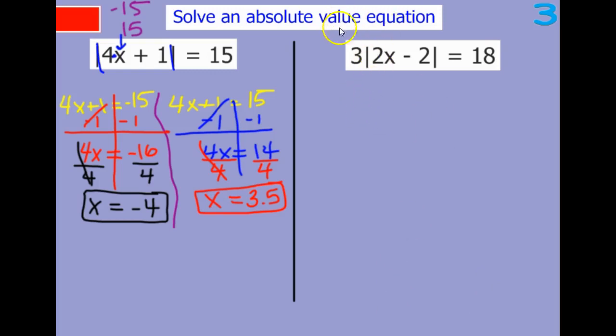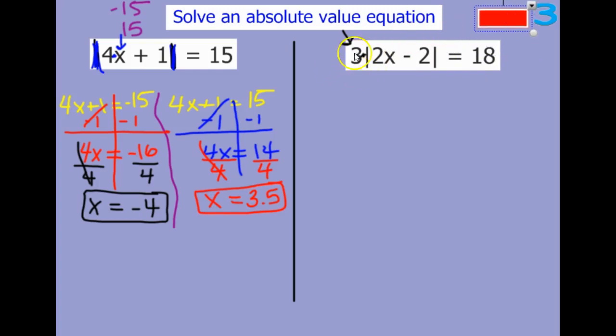This one is a little bit different. Notice all the ones we've done so far just have absolute value equal to a number. Absolute value equal to a number. This one has 3 times the absolute value equal to a number. Well, in order to do two equations, we need our absolute value by itself, because our shower is what we need all by itself, because anything that goes in the shower comes out clean.